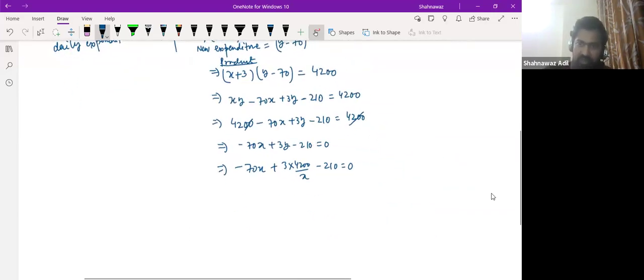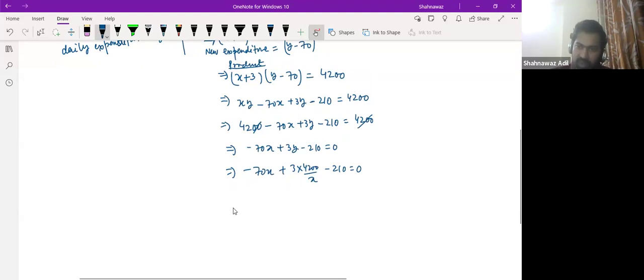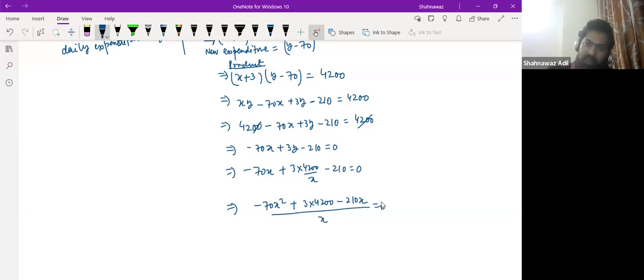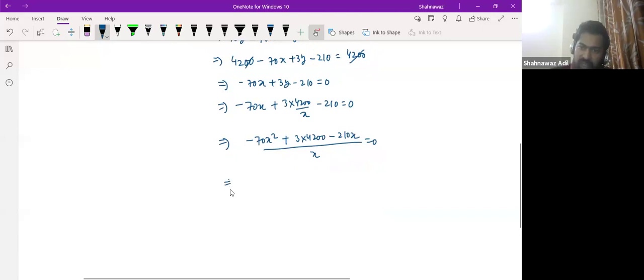So now we will get back our quadratic equation. So how much is this? Minus 70x square plus, let's say, 3 into 4200 minus 110x, divided by x, that is 0. So what is this thing? We can put this x on the other side. We can take 70 common, right? So 70 we can take common.